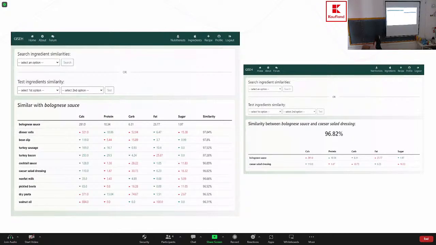Here are also some examples on ingredient similarities. You can search for ingredient similarities for a specific ingredient. On the last column of the first picture, it can be seen the similarity percentage, and on the other columns, their nutritional value. But it can also test the similarity between two specific ingredients. Here in the picture, it can be seen bolognese sauce and Caesar salad dressing.